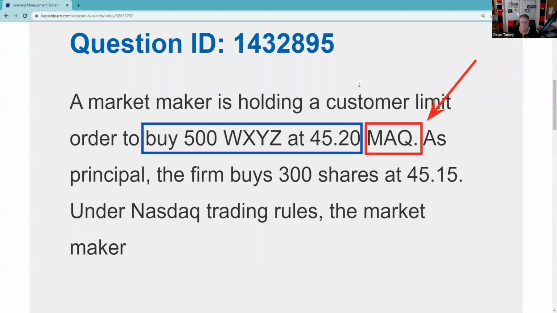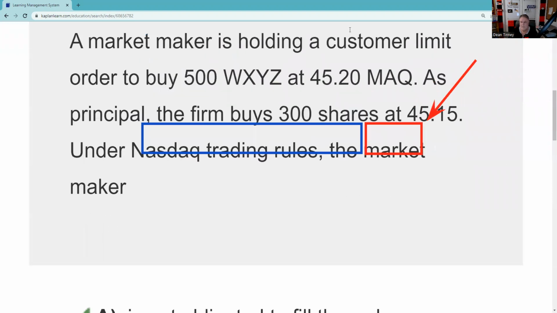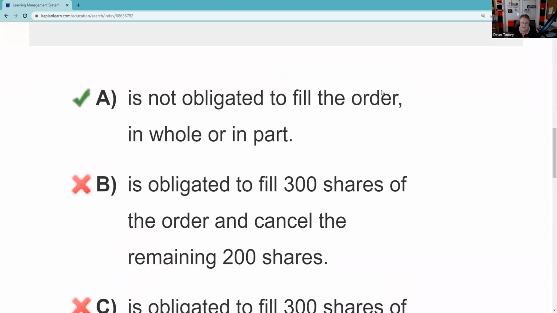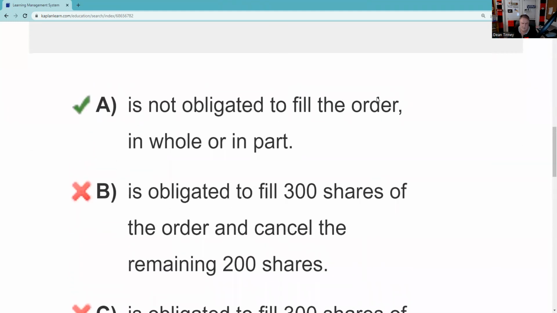Let me clean up my slide. Well, we'll pretend we don't know the answer set here. I'm not obligated to fill the order in whole or part. The reason for that, again, is minimum acceptable quantity. That's the only reason. So my guess is that's why you were struggling with this order.